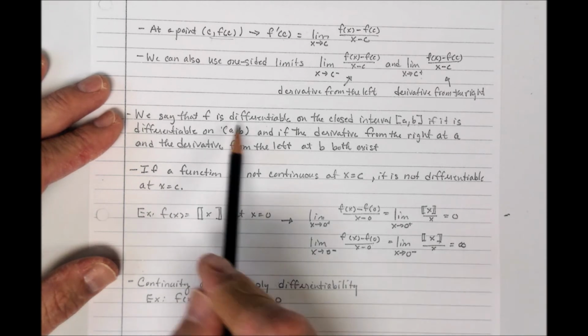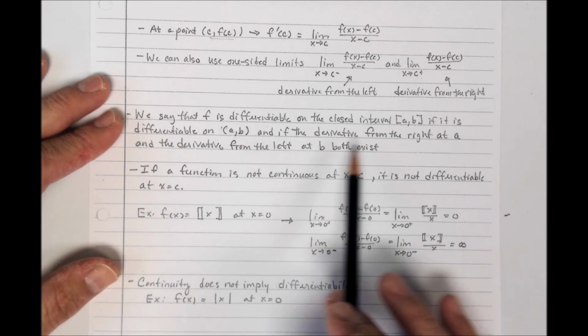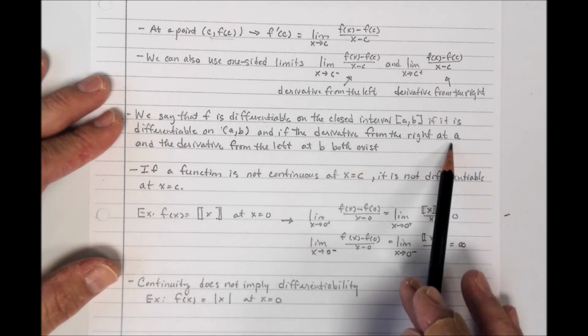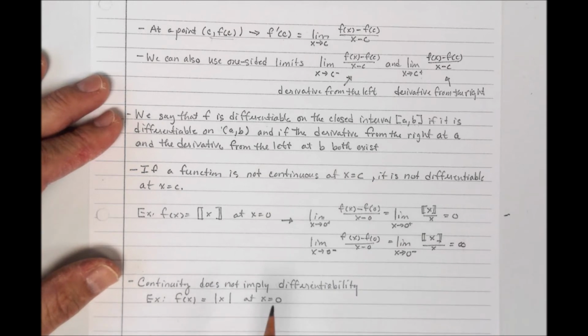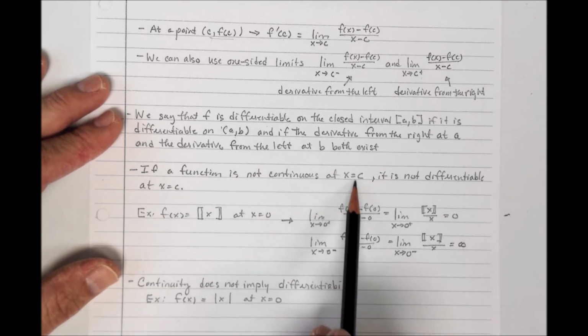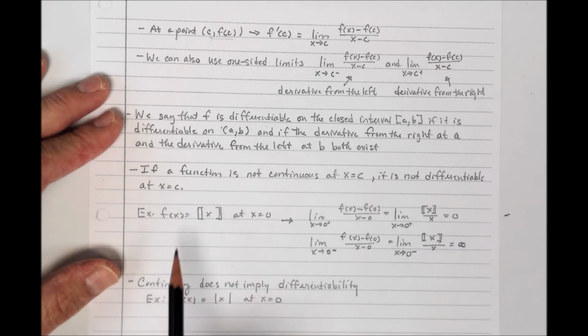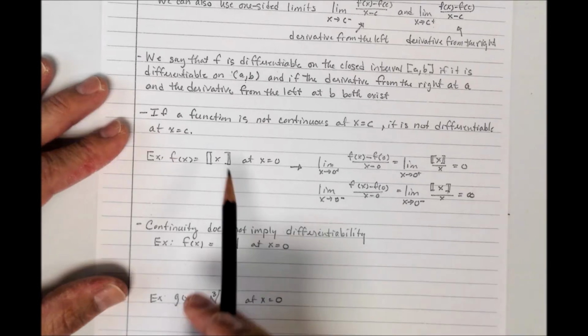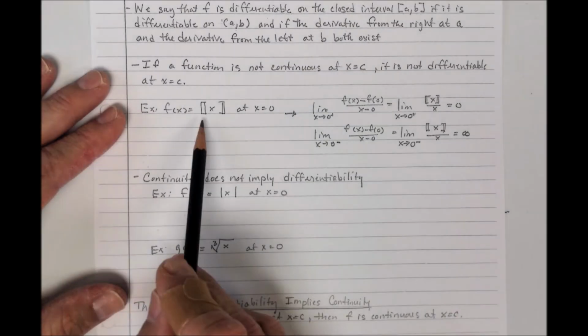So a function is differentiable on the closed interval if it's differentiable on the open interval, and the derivative exists from the right at a and the derivative from the left at b also exists. If a function is not continuous at x equals c, it's not differentiable at x equals c. And there comes into play my favorite counterexample for certain things, the greatest integer function.